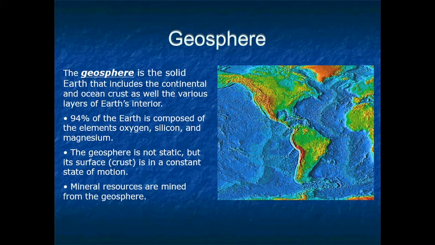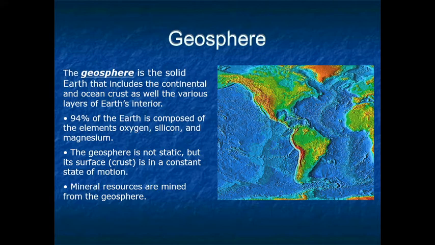So again, the geosphere is the solid Earth that includes the continental and ocean crust, as well as the various layers of the Earth's interior. And approximately 94% of the Earth is composed of the elements oxygen, silicon, and magnesium. So the geosphere is not static, meaning it's not stable, but its surface is in a constant state of motion.